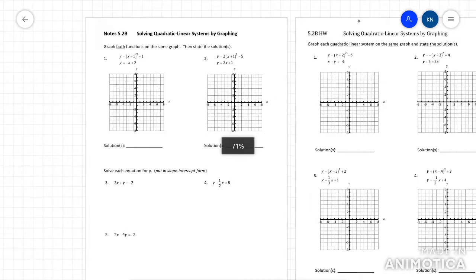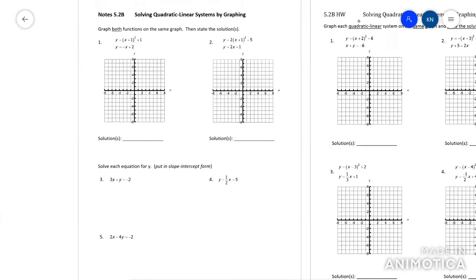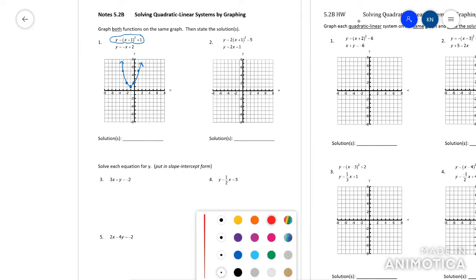The first one, I would graph the quadratic first. So I'll do that in blue. You have a vertex of -1, 1. And then it's just an a value of 1, so it's going to look something like this. When you graph these, you really want to be accurate. If you're solving these by graphing, you need to be very accurate.